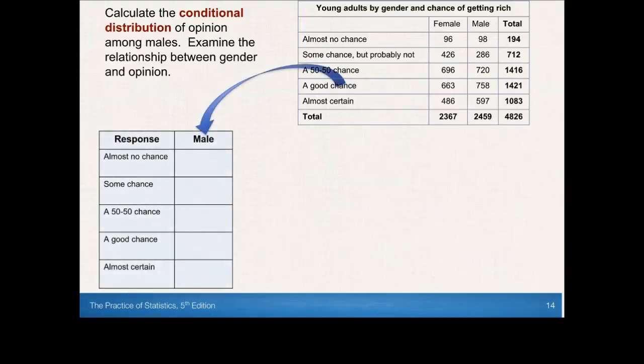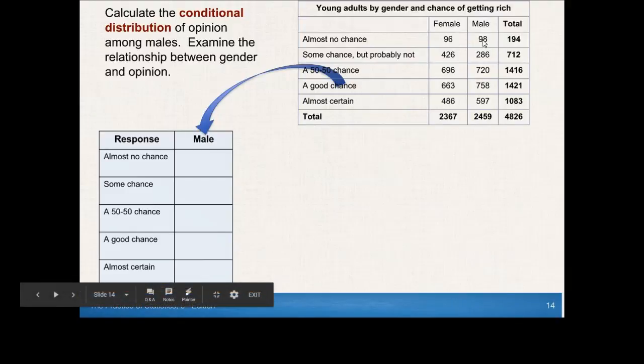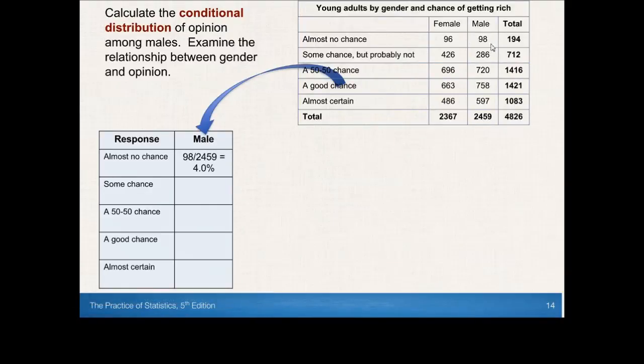So first, let's calculate the percentage of males. To calculate "almost no chance" from the males, we can see that 98 males responded, but that's going to be out of the 2,459, because that's the total number of males that responded. So that's only 4%. Don't divide by the total people, because we're only looking at one of the groups. That's why it's called conditional distribution. The condition is the male gender, and their opinion towards whether they're going to get rich or not.